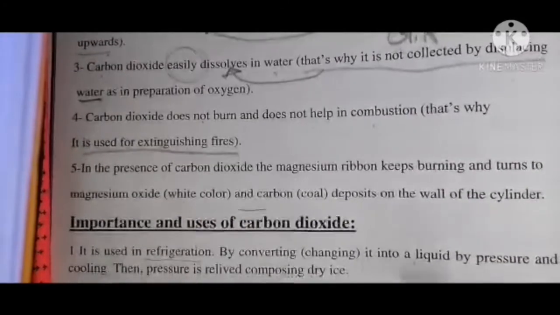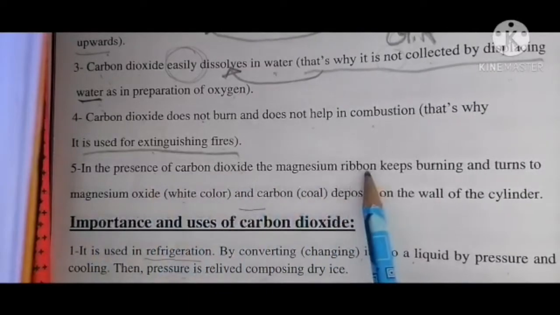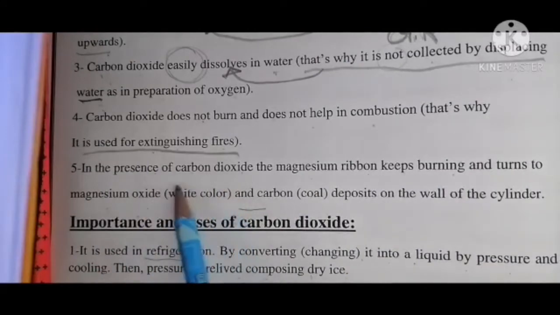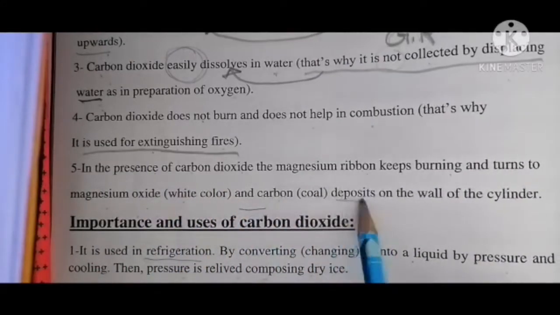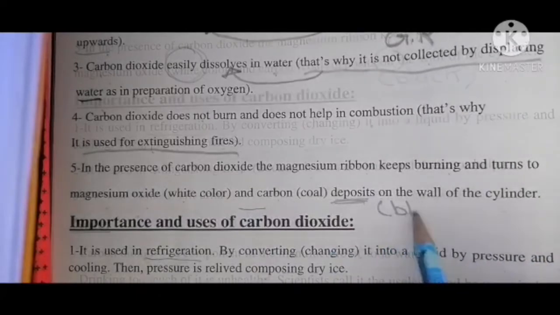The last property, we just said it before: in the presence of carbon dioxide, the magnesium ribbon keeps burning and turns into magnesium oxide, which is white, and the carbon is going to deposit to be collected on the wall of the cylinder.